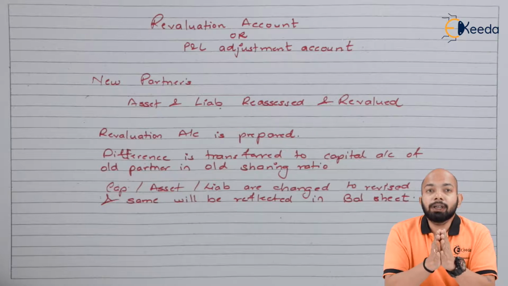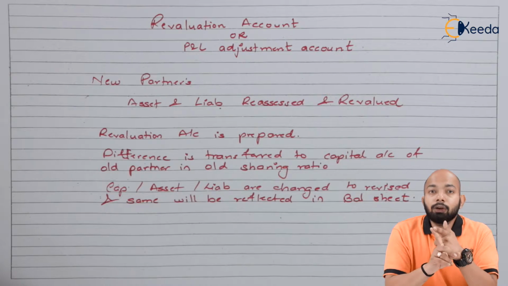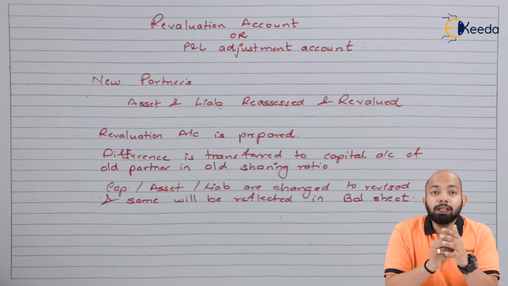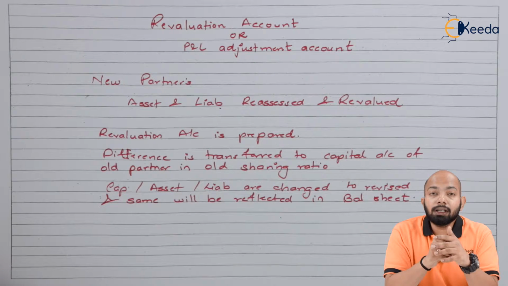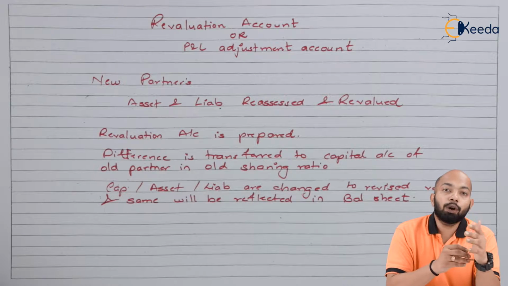This account is prepared so that any changes in the value of the assets, liabilities, capital are mentioned in this account, and the final difference is then posted to the capital account of the old partners in the old profit sharing ratio.